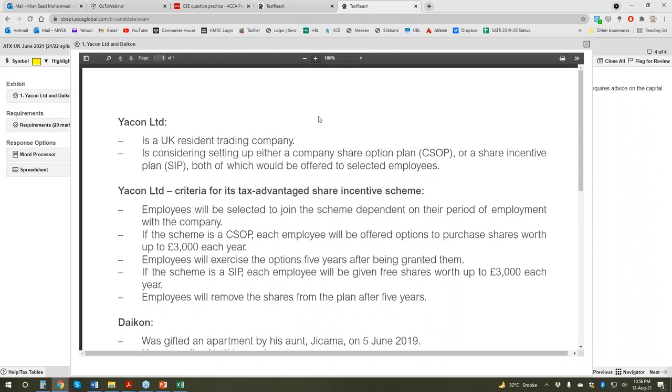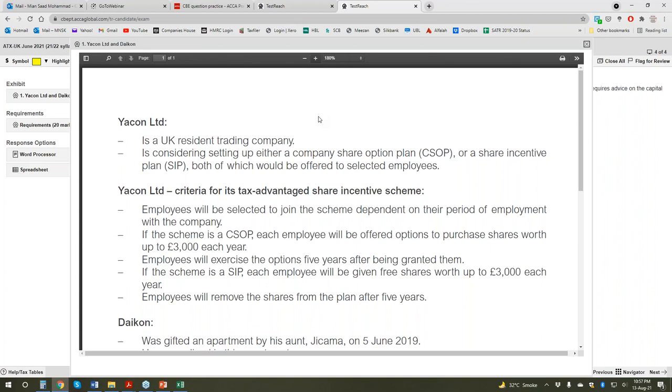Y Limited is a UK resident trading company, considering setting up either a company share option plan or a share incentive plan, both of which would be offered to selected employees. That's fine. Y Limited's criteria for its tax advantage share incentive scheme: employees will be selected to join the scheme depending on their period of employment with the company. If the scheme is a CSOP, each employee will be offered options to purchase shares worth up to 3,000 each year. Employees will exercise the options 5 years after being granted them.